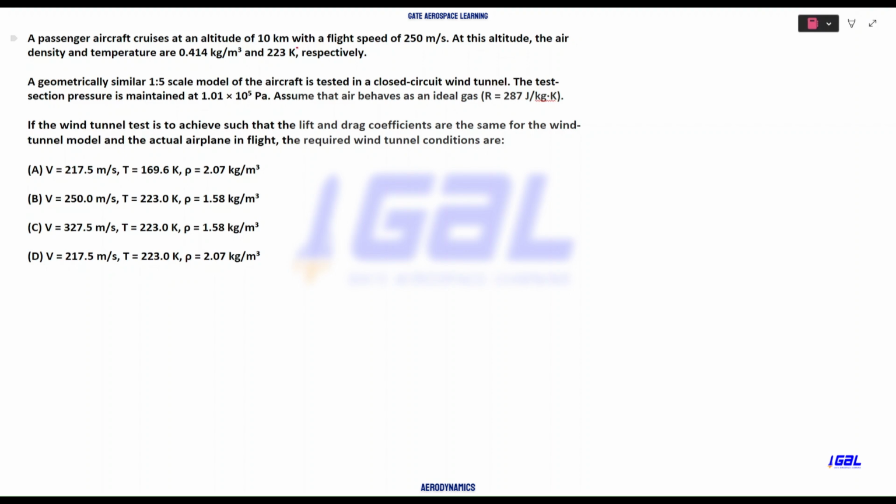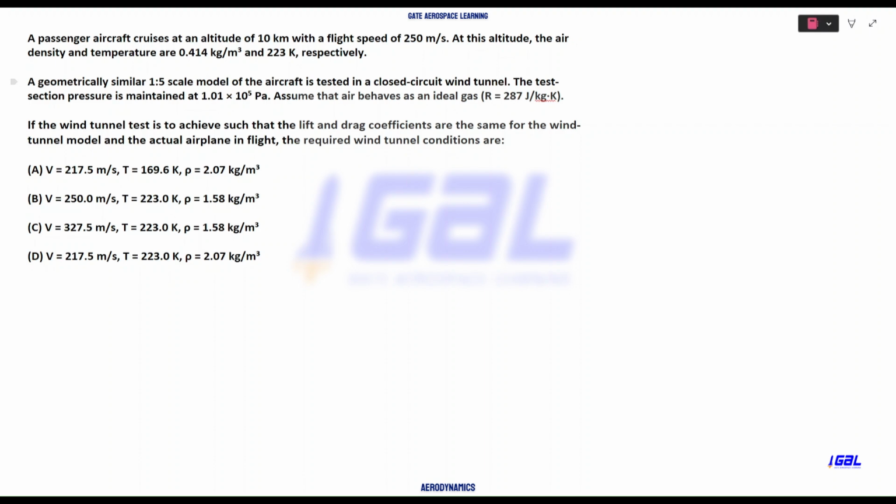with the flight speed of 250 meter per second. At this altitude, the air density and temperature are given as 0.414 kg per meter cube and 223 Kelvin respectively. Now they are saying a geometrically similar 1 is to 5 scale down model of the aircraft is tested in the closed circuit wind tunnel. Okay, this is what they have given.